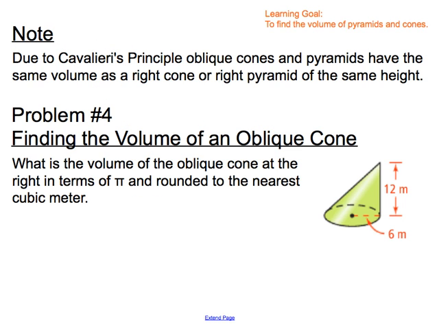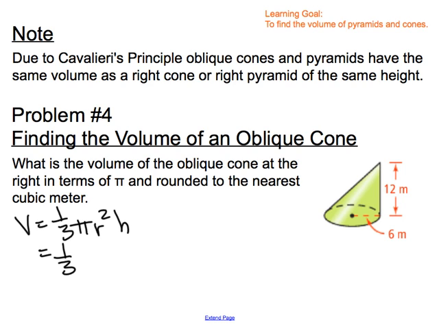So at the beginning of the volume section of this unit, I introduced you to Cavalieri's principle. Due to Cavalieri's principle, oblique cones and pyramids have the exact same volume as a right cone or right pyramid of the same height. So problem 4 asks us to find the volume of an oblique cone. This is actually no different than finding the volume of a right cone. So it's the same exact formula. Volume equals 1/3 of pi r squared h.